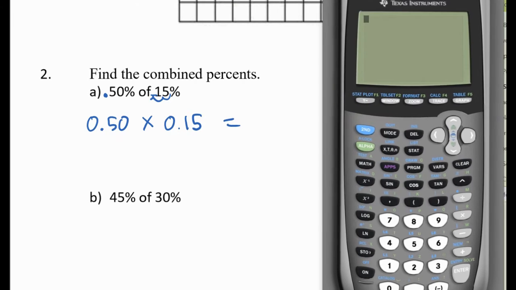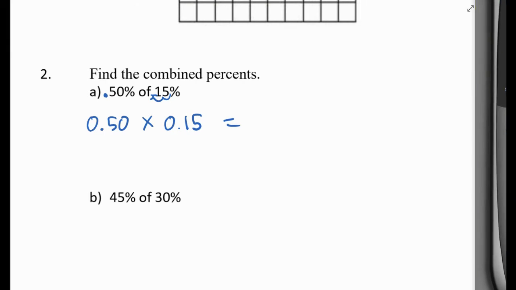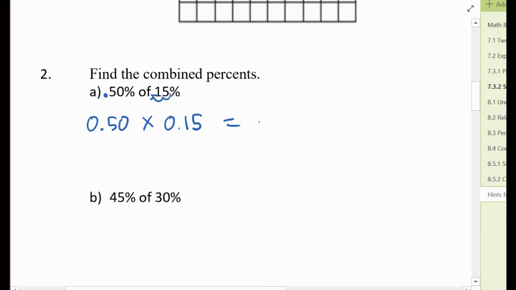So let's do it. 0.50, you can omit 0, times 0.15. That is 0.075. Okay, so that is 0.075. And everyone, let's change this to a percent. So decimal to percent, you move 2 decimals to the right. Then that is 7.5%.